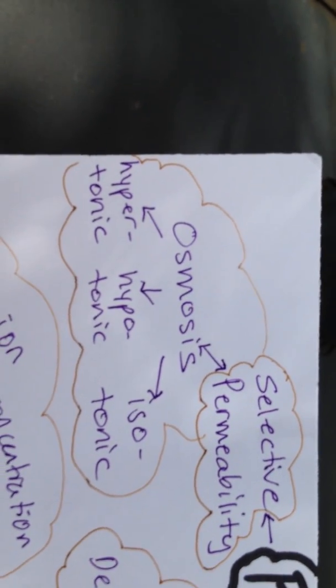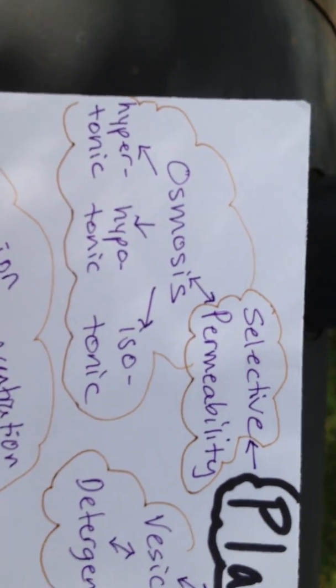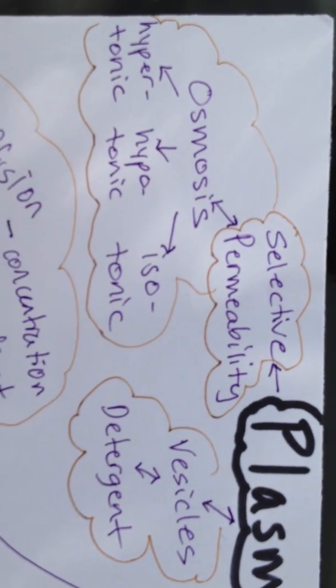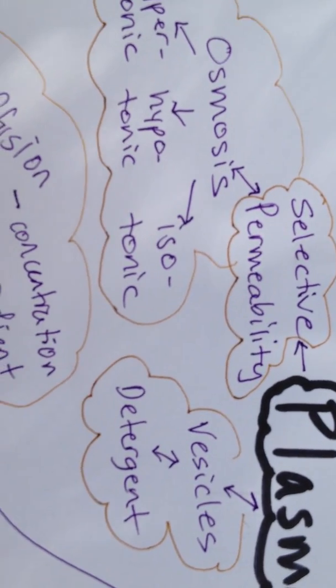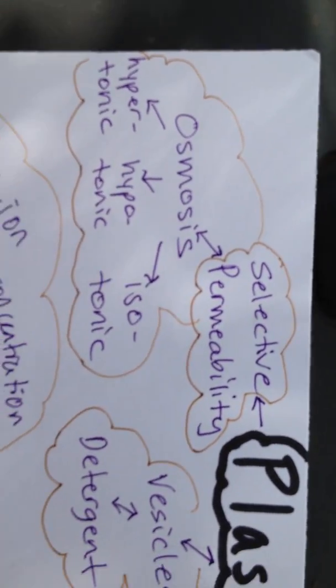Hypertonic, in which the water rushes out of the cell. Hypotonic, the water rushes into a cell. And isotonic, the amount of H2O within the cell and outside of the cell is the same, which is where the word iso comes from. So there's no net water movement.